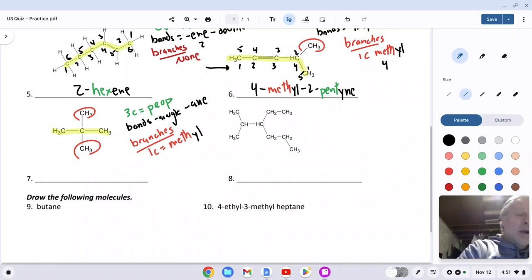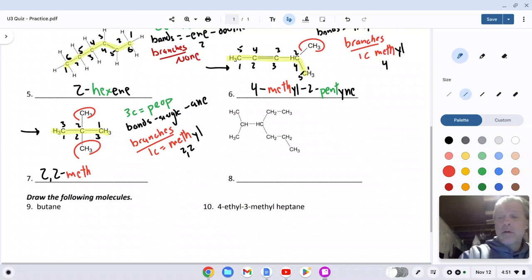And then I'm going to number my chain. 1, 2, 3, or 1, 2, 3. And honestly, it doesn't matter which way I number my chain because I get to my branches first when I get to the 2nd carbon. So that means that it's a 2, 2. So that's going to be important in a minute. So when I write the name, it's going to be 2,2-methyl. And then it's going to be a propane. So prop. And then the ending is going to be ane.